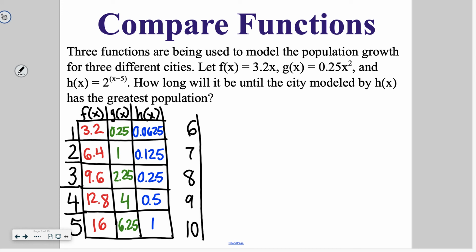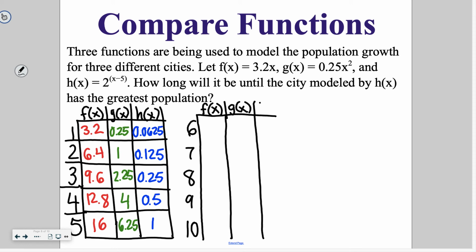There is no negative. If there was a negative in the values, then you would be going the opposite, starting with negative 1, negative 2, negative 3, etc. But if your coefficients here are positive, you're going to be plugging in the positive numbers to try and find when h takes over as the greatest. So now we're going to do this next group of 5 once I'm done setting up my table.